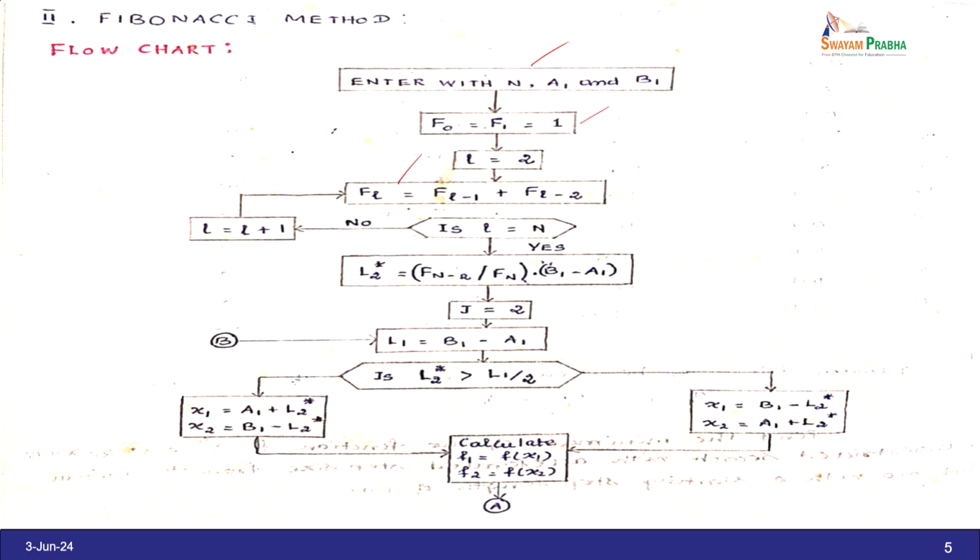If l equal to n, then L2 star equal to f suffix n minus 2 by fn into b1 minus a1. When j equal to 2, L1 equal to b1 minus a1. Is L2 star greater than L1 by 2? Otherwise, x1 equal to a1 plus L2 star and x2 equal to b1 minus L2 star. And if you have x1 equal to b1 minus L2 star, x2 equal to a1 plus L2 star, and calculate f1 equal to f of x1 and f2 equal to f of x2.